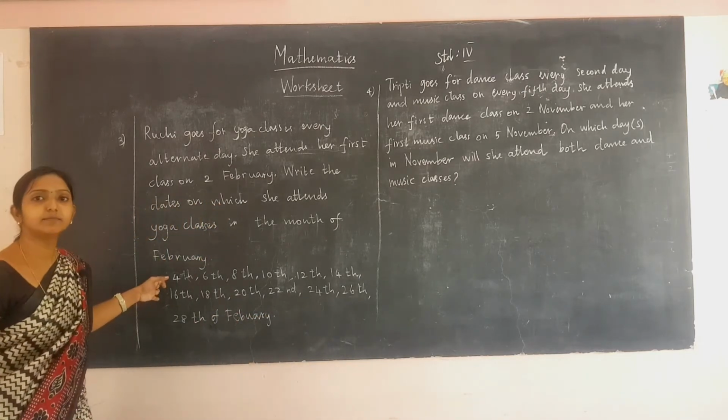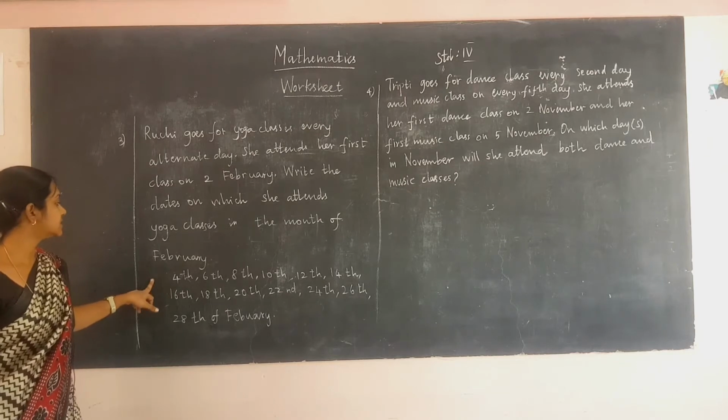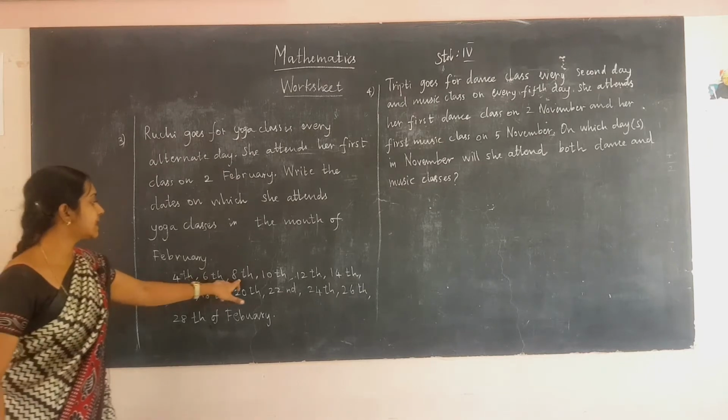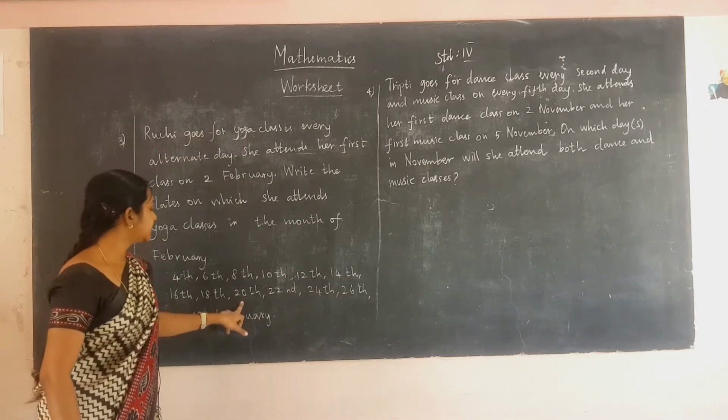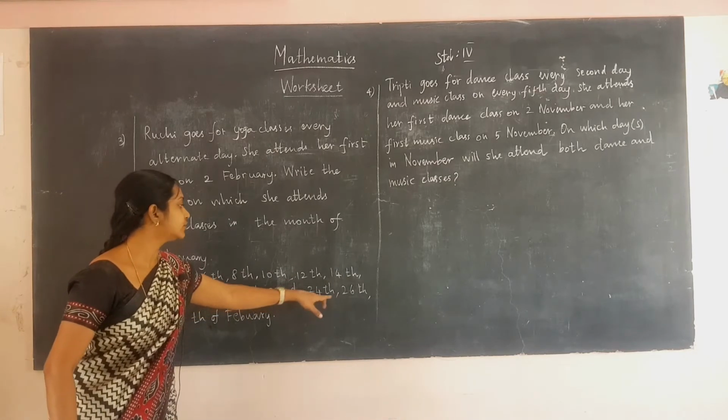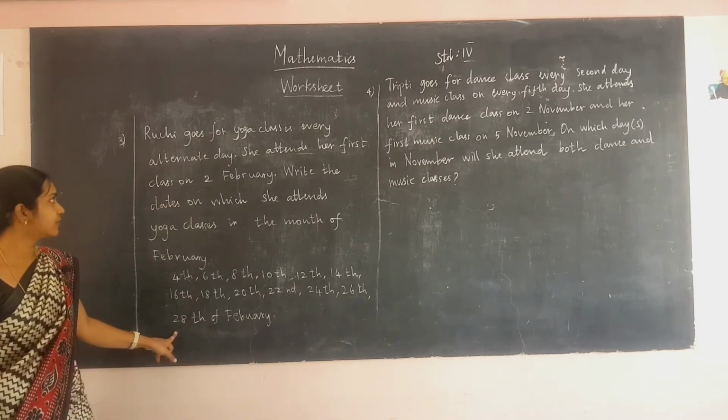It is nothing but multiples of 2. She will attend the yoga class on 4th, 6th, 8th, 10th, 12th, 14th, 16th, 18th, 20th, 22nd, 24th, 26th, 28th of February.